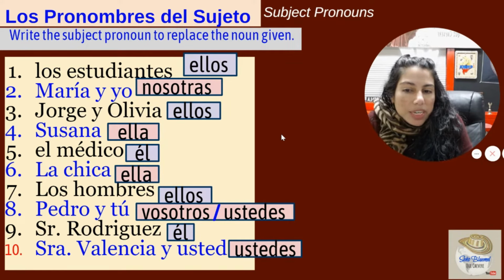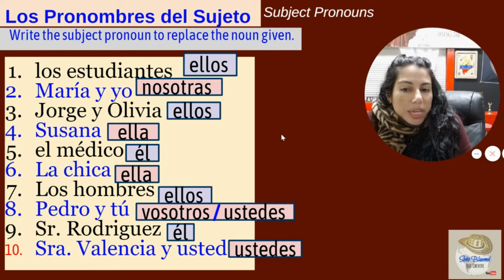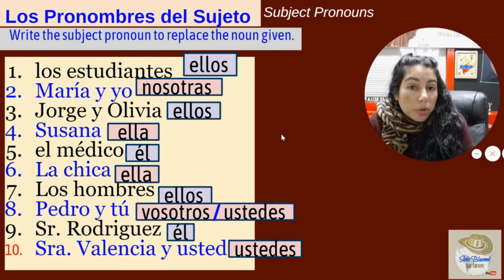And then that abbreviation right there, SR, is the abbreviation in Spanish for Señor, which in English would be Mr., an M and an R and a period. So Señor Rodríguez is he, so it would be él. The next one is Señora, the abbreviation for Mrs., and that's Señora Valencia. So that would be ella. And usted would be you formal, so the plural of usted is ustedes.